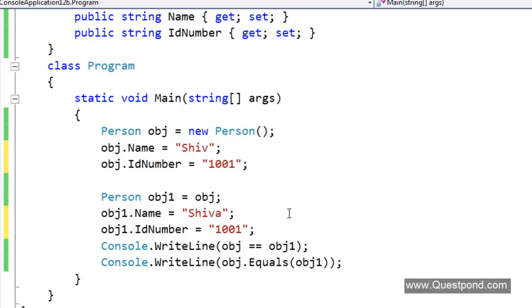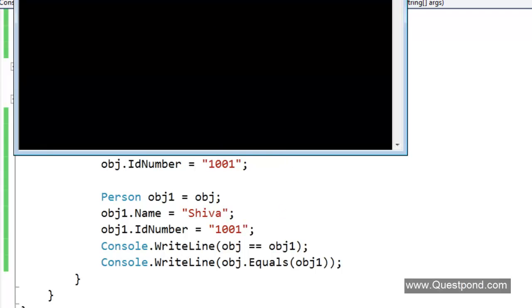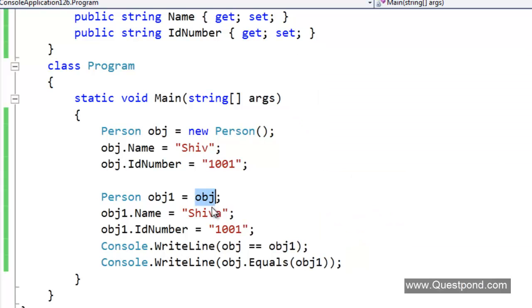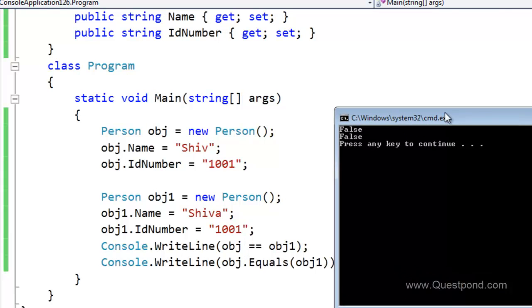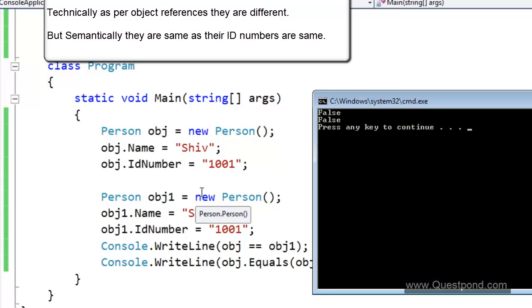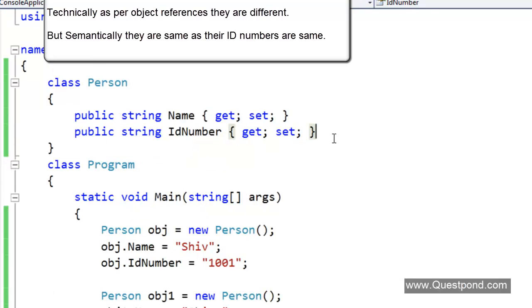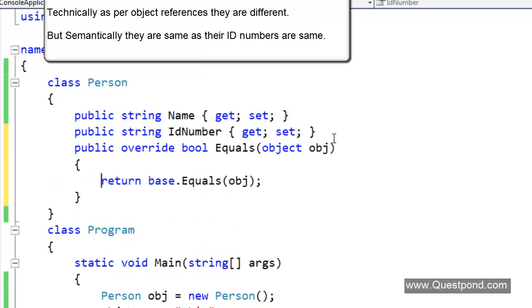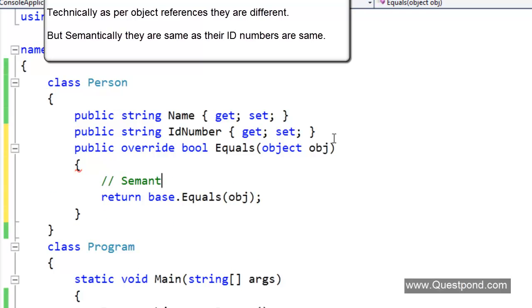So you can see that by default, when C# compares objects either by equal to or dot Equals, it says that both of them are different. Oh sorry, this is new person. So by default, following the rule of object-based comparison, it says that both of them are false, but as per my real world perspective, or from my business perspective, both of these people are the same because their identification numbers are the same. So in other words, technically they are different, but semantically they are the same. So C# has given you this Equals override. It says, okay, here it is, go ahead and override the Equals method and specify your semantic comparison logic over here.